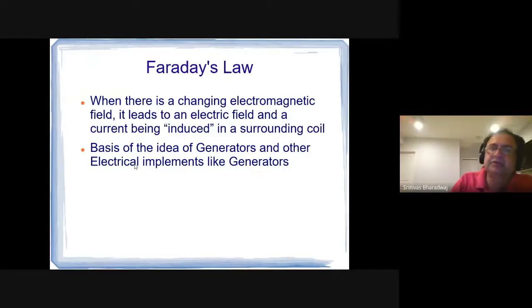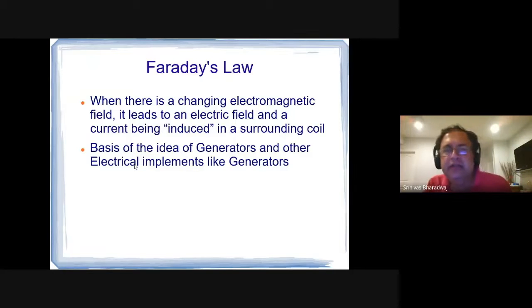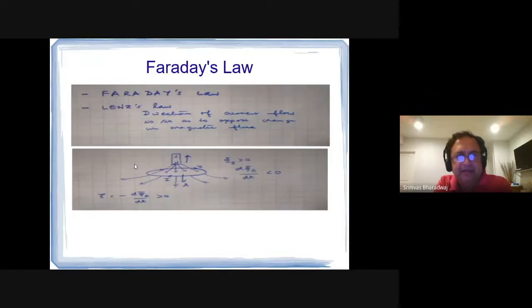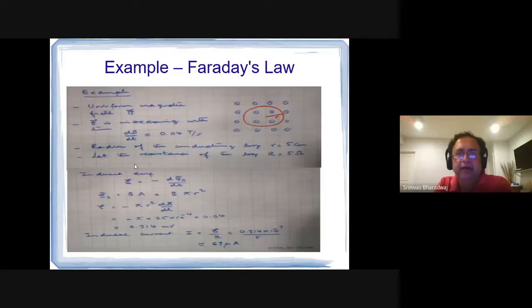So this is the basic idea of generators and other electrical implements, like for instance the dynamo in your cycle. And then when you look at it, you must find the B, and then you must find the A.